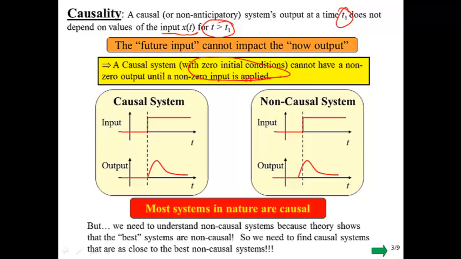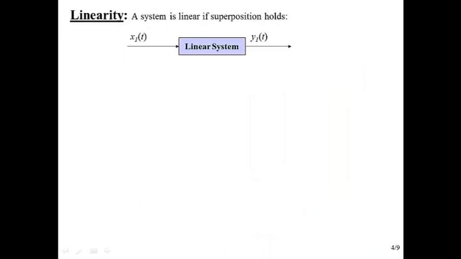So the vast majority, in fact, I venture to say every system in nature is causal. I hedged my bets here, most systems, because physicists keep coming up with weird and wacky things like God particles and things like that. So just in case, I said most, but really every system that you're ever going to encounter, at least in my lifetime, is highly likely to be a causal system. Okay, good. So that's causality.